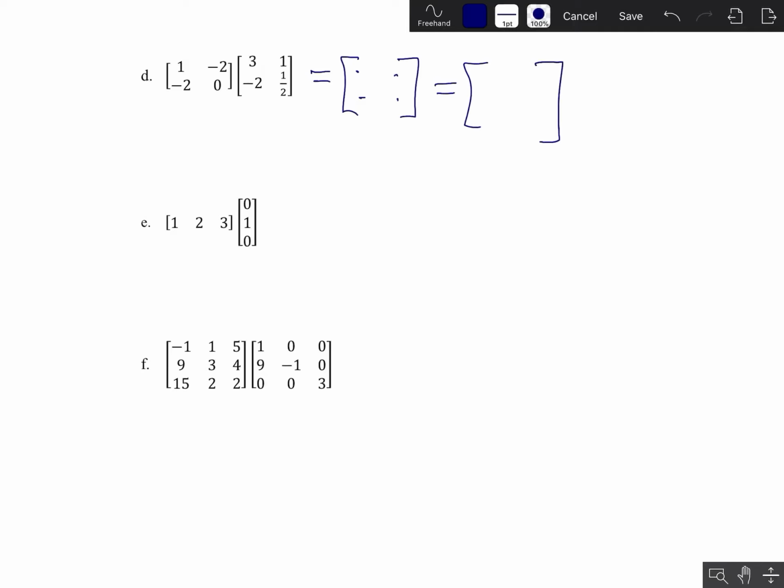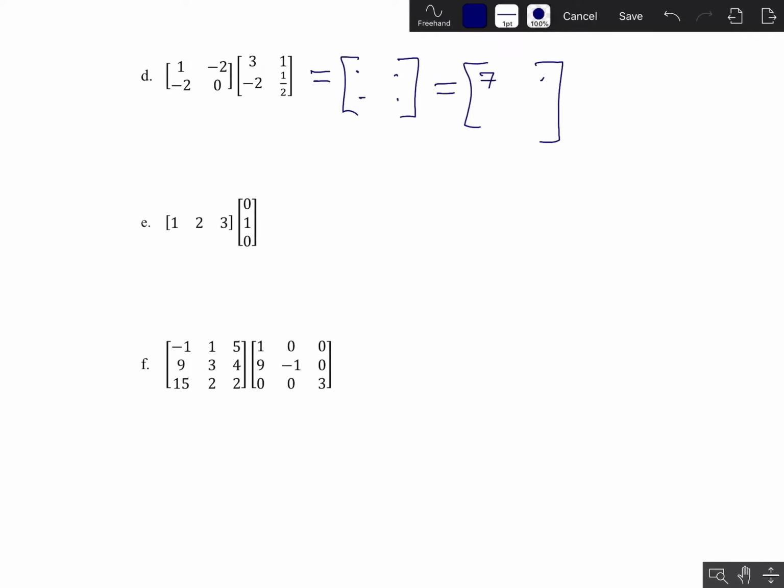And to compute that entry, we would have a 1 times a 3, which is a 3, plus a negative 2 times a negative 2, which is a positive 4. So that's a 3 plus 4, which is 7. And again, if you need to write this on scratch paper, that's totally fine. If you need a little more scratch work, that's fine with me. But I think it would be good practice for you to just get used to computing these entries mentally. That'll help you go a little bit faster here.